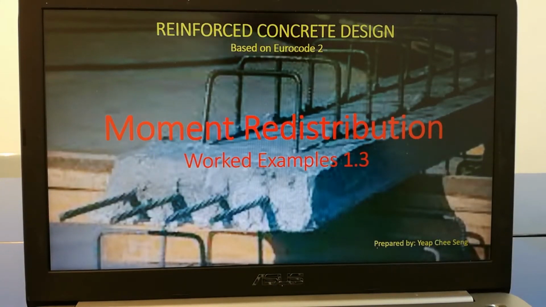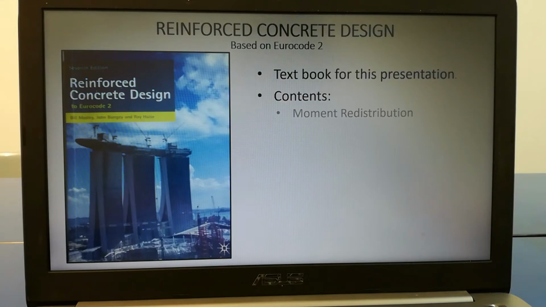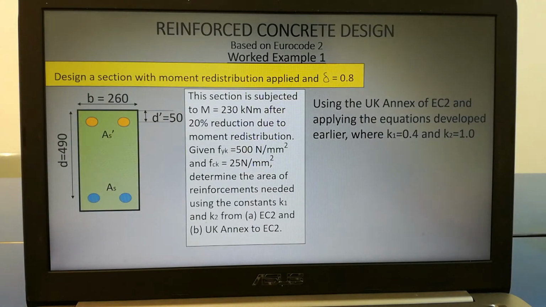Welcome to the third and final installment on the work example started in the previous video. Still using the same textbook, work example 1.3. Same question as the previous video, but solve using UK annex to EC2, where the values of K1 and K2 are different, 0.4 and 1 respectively.